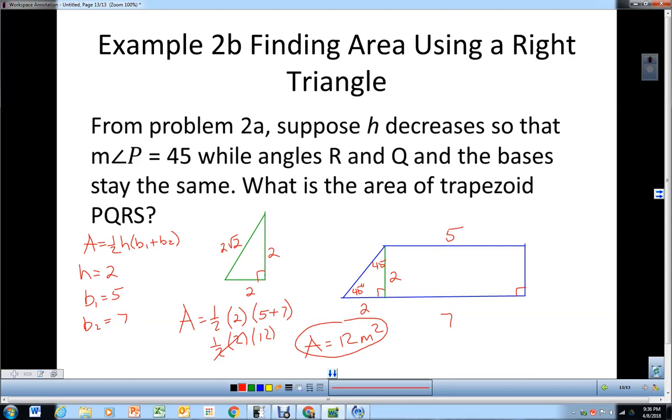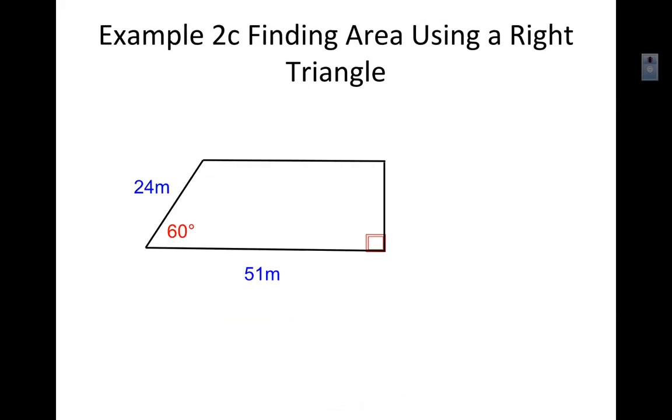All right, so let's move on to rhombuses and kites. Actually, before we do that, let's take a look at example C. This is not on your paper, so you can draw this.